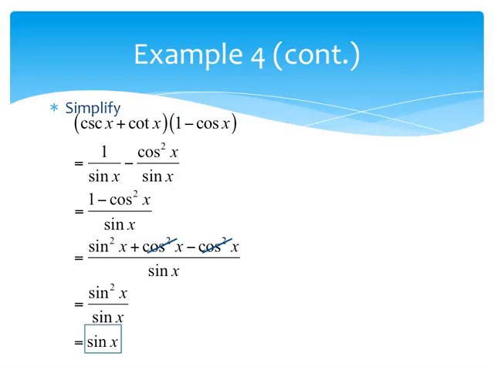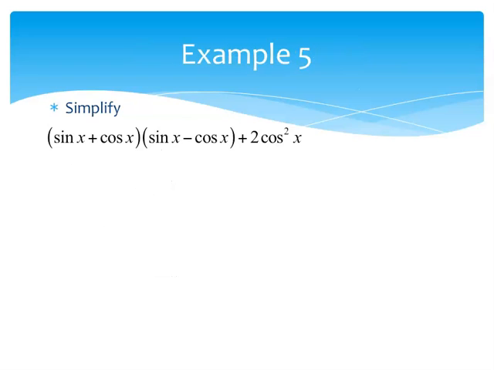Okay, we'll look at the last example. We have sine of x plus cosine of x in parentheses times sine of x minus cosine of x in parentheses plus 2 cosine squared. Okay, again, if you see parentheses, I would go ahead and start multiplying it out. So multiply that out, we have sine squared minus sine times cosine plus sine times cosine minus cosine squared plus 2 cosine squared. What's nice is right away we see the minus sine cosine plus sine cosine canceling out.